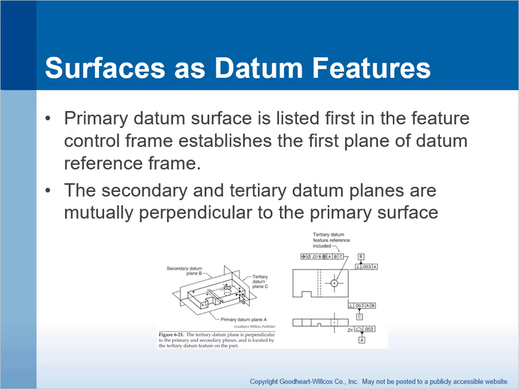The primary datum plane picks up 3 points, 1, 2, 3, essentially the high spots of that. And then the secondary datum plane just picks up these 2 points. The tertiary just really has to touch 1. And this is how it's dimensioned.